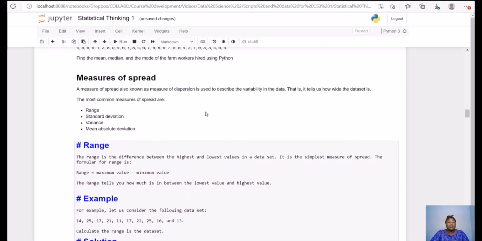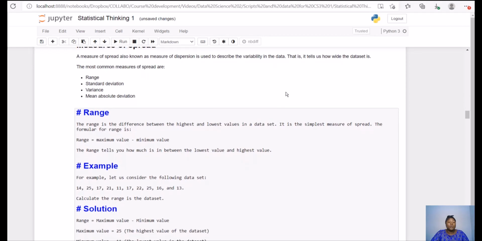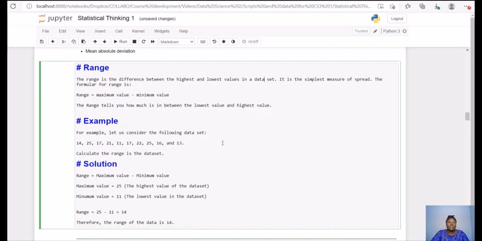The next topic will be measure of spread. This measure of spread, like we have said earlier, is also called measure of dispersion and is usually used to describe the variability of our data. The components of spread are the range, the standard deviation, and variance. And don't forget that we had already defined our range to be the difference between the largest value, that is the highest value, and the minimum value.